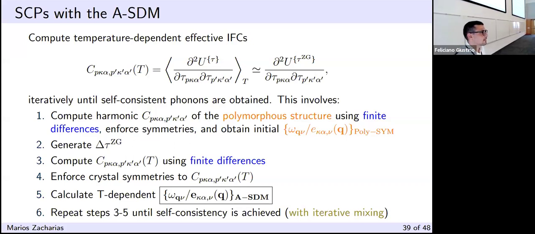And in that process, do you fix the volume? Yeah, that's correct. We fix the volume, we relax only the nuclei coordinates. Yes, thank you.